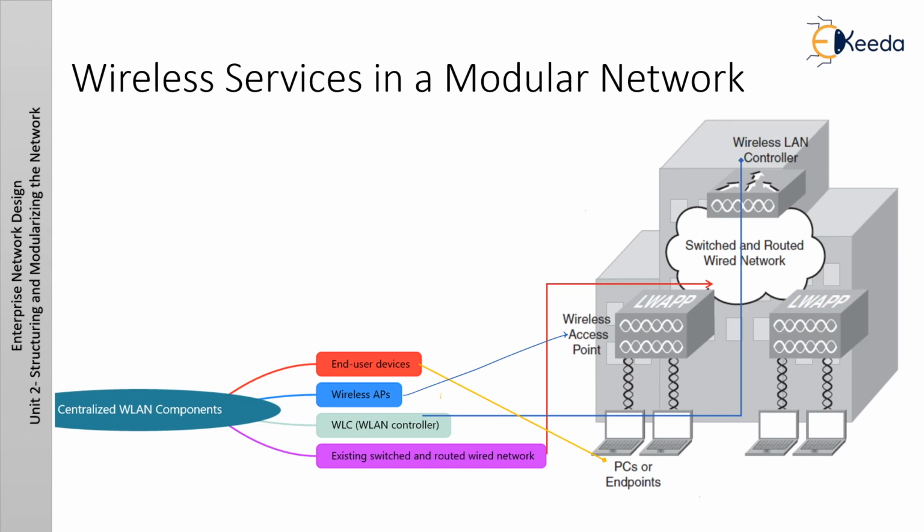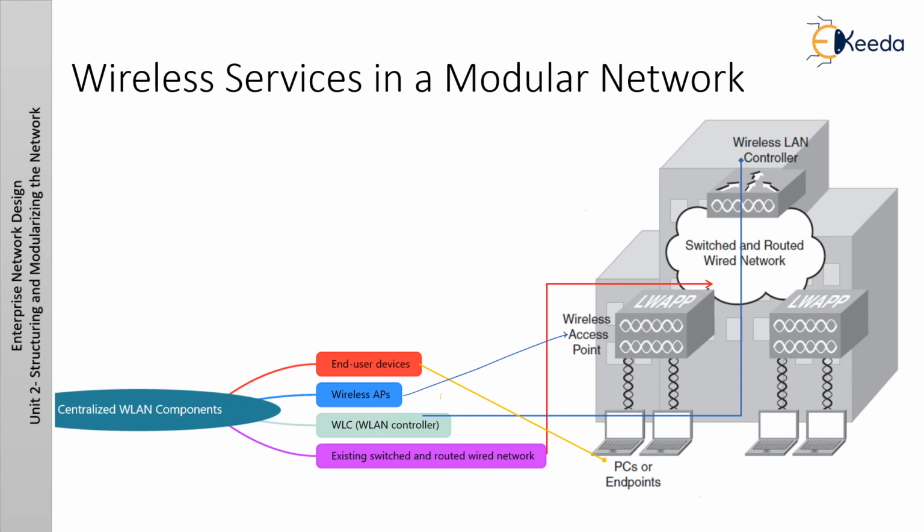Privacy and security issues must also be considered in a wireless network because WLANs are typically connected to the wired network. All the modules within the enterprise infrastructure must be considered to ensure the success of the wireless deployment.